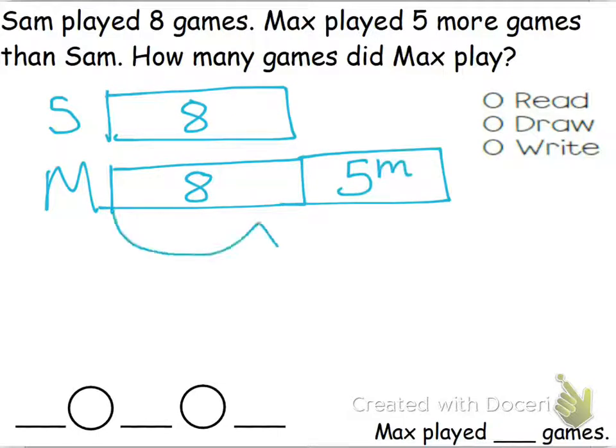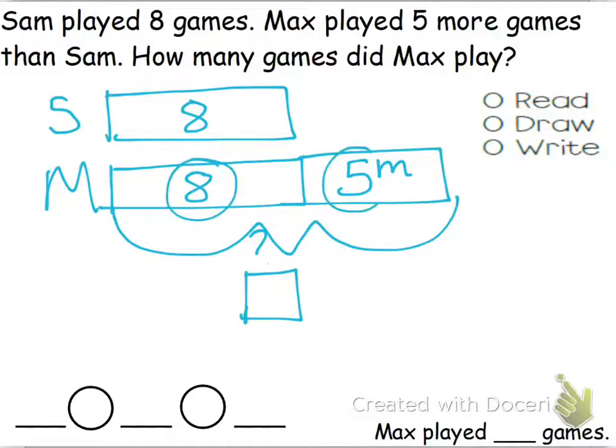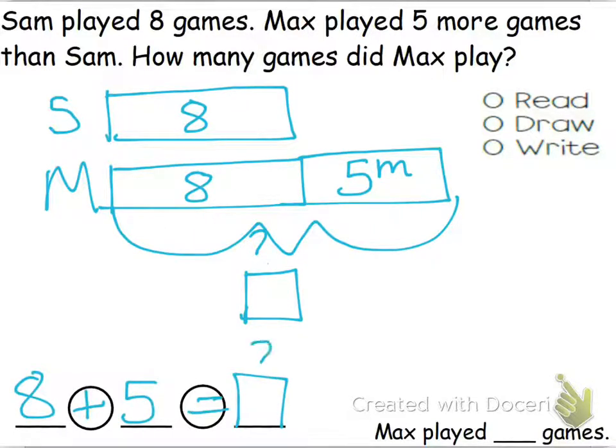We have to figure out how many games Max played. Well, what is going to be my number sentence? Well, we know that Max had 8 and 5, so 8 plus 5 equals mystery box. So I read and I drew. Now, we have to figure out our mystery. That's our whole that is missing.